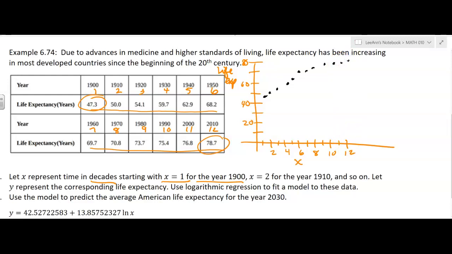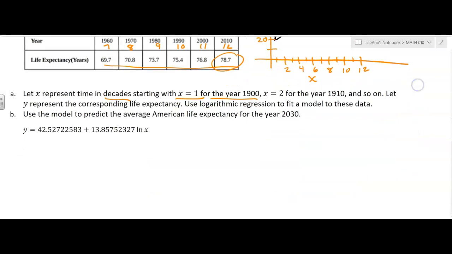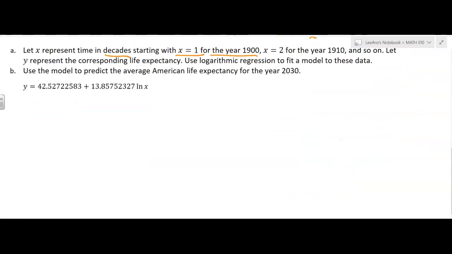A little hard to see that as a logarithmic curve, but it's going like this, basically. Okay? So on a piece of graph paper, maybe I could have a little bit better graph, but it's looking like that. The model is found using a graphing calculator, but we're just going to use the model that they have.